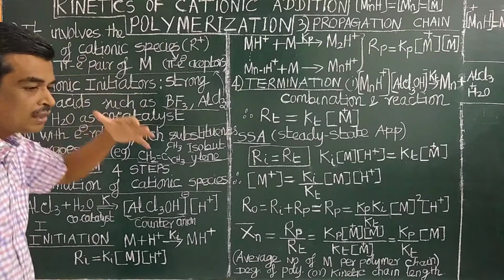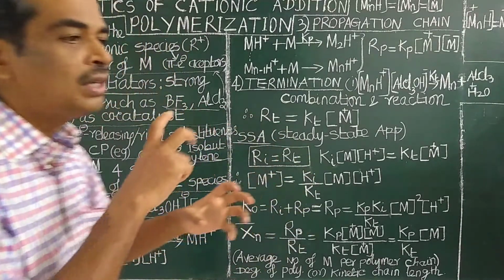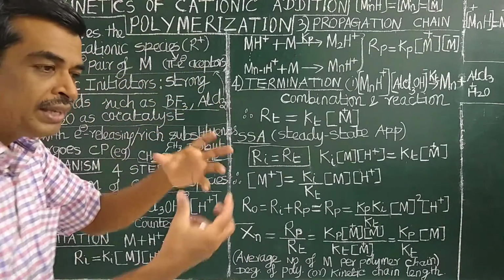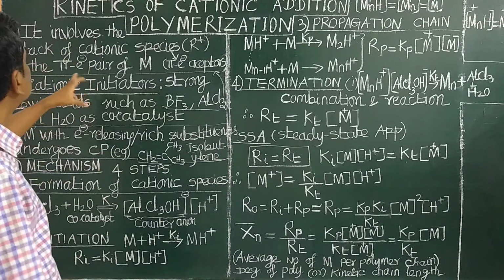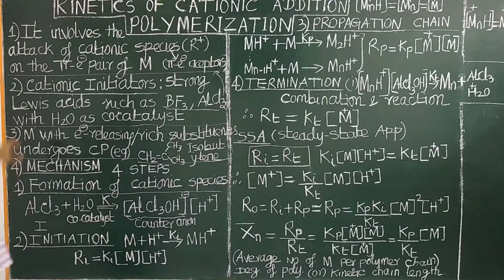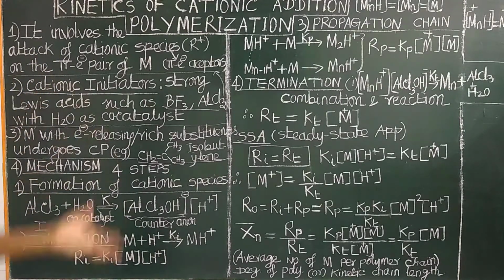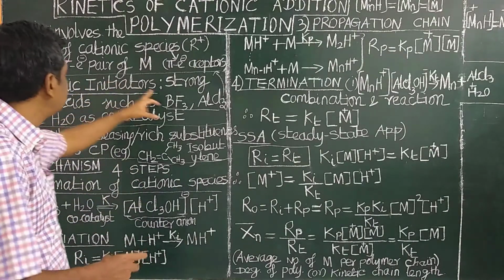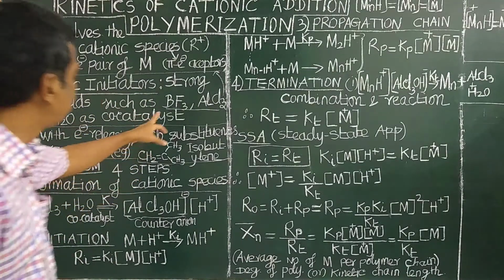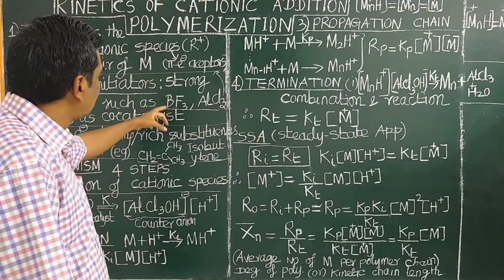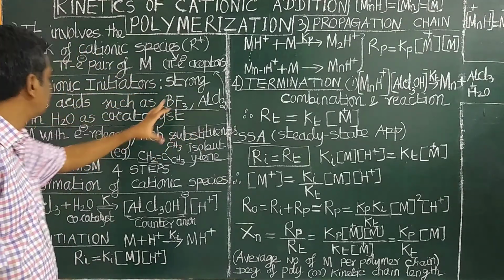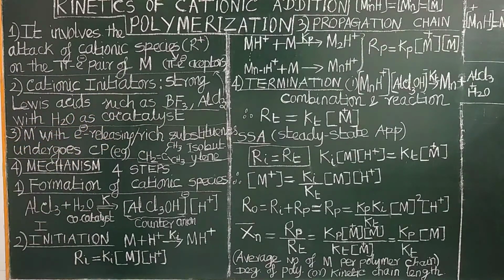Here, it involves the attack of cationic species on the pi electron pair of the monomer. The cationic species are pi electron acceptors, whereas the monomers are pi electron donors. Now let us see cationic initiators. Similar to free radical initiators, there are cationic initiators such as strong Lewis acids, BF3, AlCl3. They are electron poor, electron deficient, therefore they accept electron pairs, with water as co-catalyst.